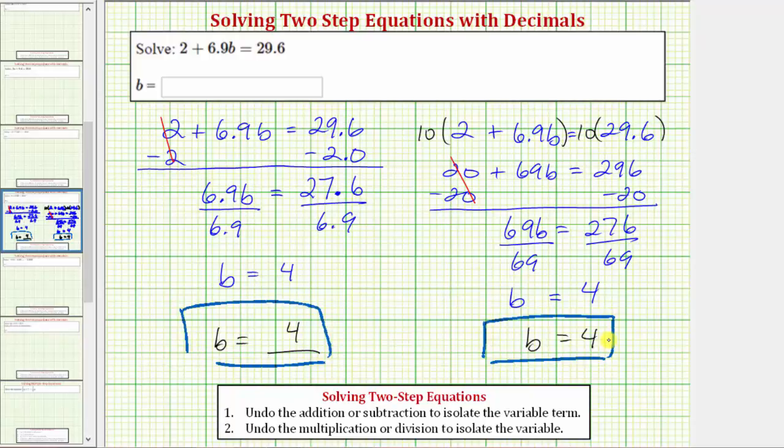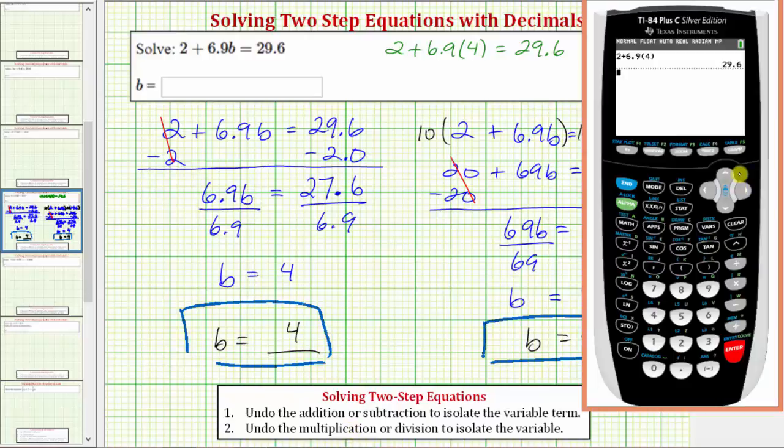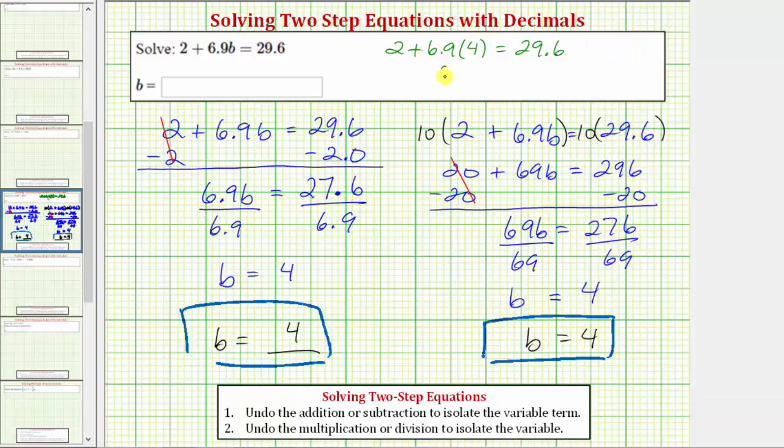Before we go, though, let's verify our solution by substituting 4 for b in the original equation. Performing the substitution, we would have 2 plus 6.9 times b, which is 4, equals 29.6. Let's make sure the left side of the equation is equal to 29.6, and let's use the calculator. I've already done this. Notice how 2 plus 6.9 times 4 is 29.6. So the left side equals 29.6, which equals the right side, which verifies our solution is correct.